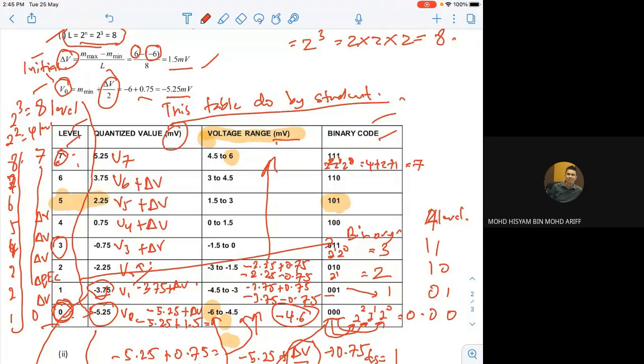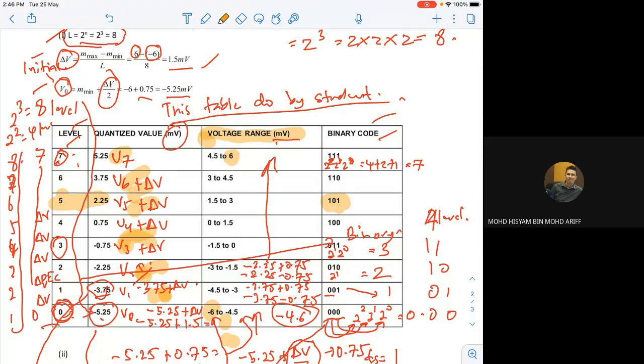Once you got that, start with the quantized value. For the quantized value, take the V out. V out first, V0, is M min plus delta V over 2. This is the first value. The second value, very simple: negative 5.25 plus delta V, you got the value of V1. How about V2? V2 is negative 3.75 plus delta V. So continue till you got all the values.